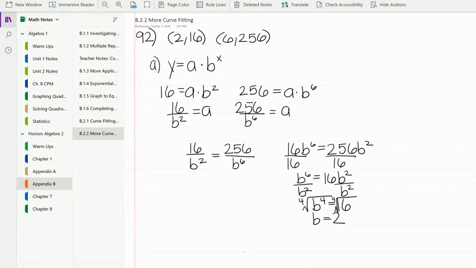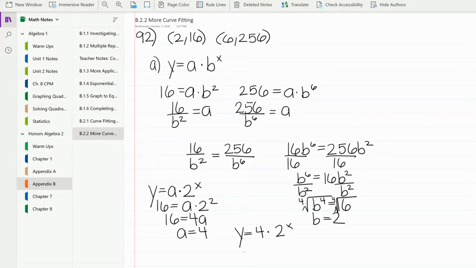So now that we have b, we can plug that in and solve for a. We have y equals a times b to the x, but then we can plug in a point. So we know that 16 equals a times 2 squared. So 16 equals 4a, so a is just 4. So our final equation is y equals 4 times 2 to the x. So this way completely works every time. It just gets a little bit time consuming.